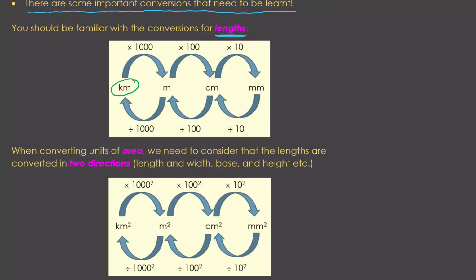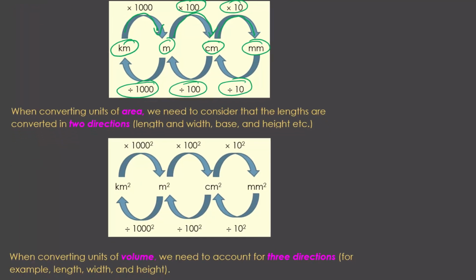So, kilometers to meters, we multiply by 1,000. Meters to centimeters, there's 100 centimeters in every meter, so you multiply by 100. There's 10 millimeters in every centimeter, so we multiply by 10. Look what happens with the zeros as you go across. And obviously going back the other way is the opposite, so we divide. This is something you should be really familiar with by this stage.